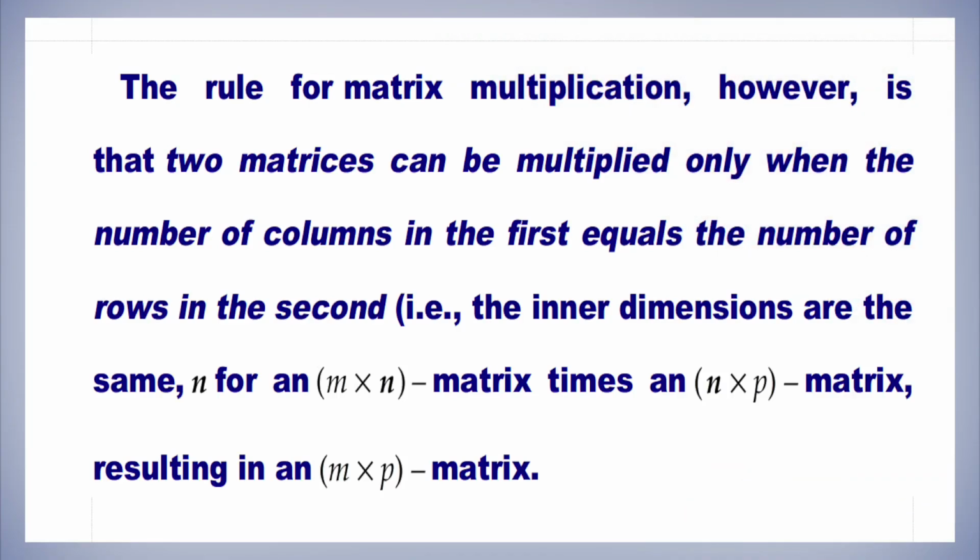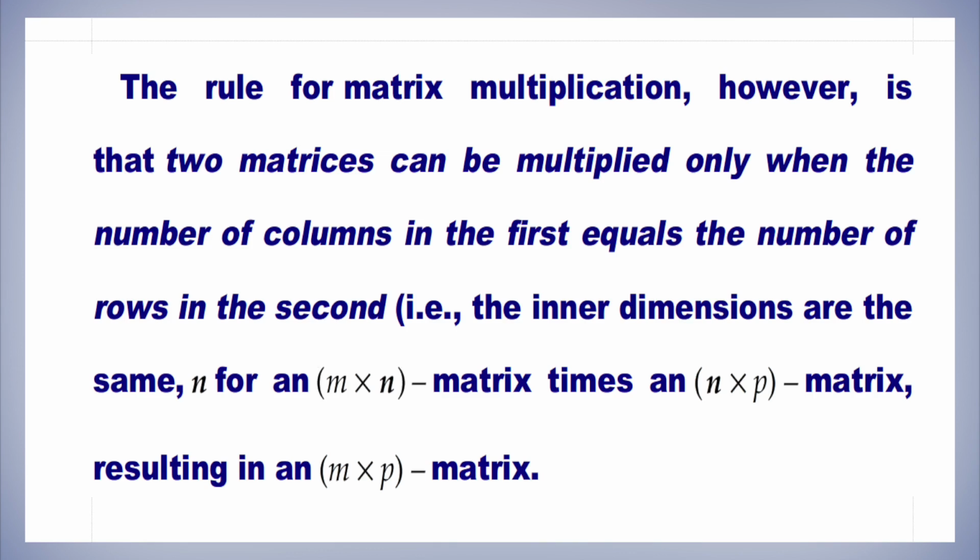Provided that they have the same size, each matrix has the same number of rows and the same number of columns as the other. Two matrices can be added or subtracted element by element. The rule for matrix multiplication, however, is that two matrices can be multiplied only when the number of columns in the first equals the number of rows in the second.